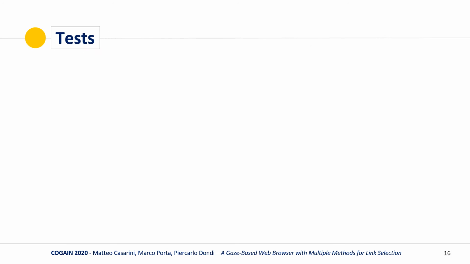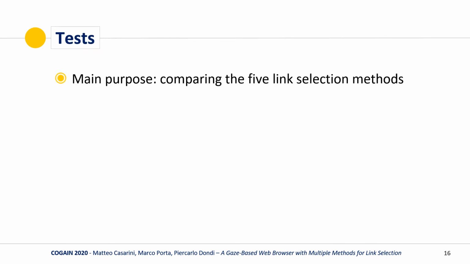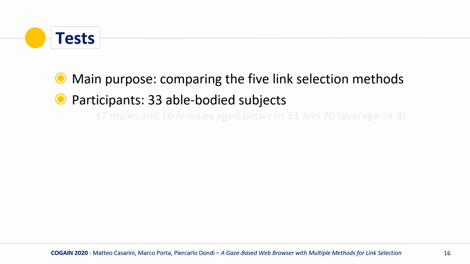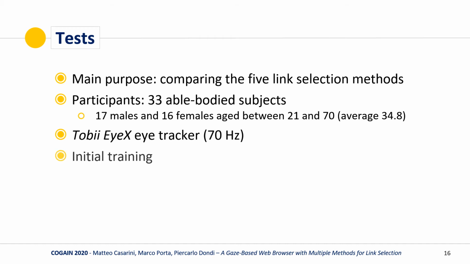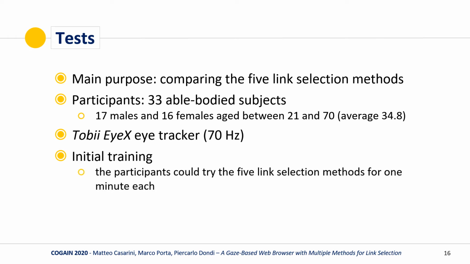We carried out some formal tests. Their main purpose was to compare the 5 link selection methods. We involved 33 able-bodied participants, in particular 17 males and 16 females aged between 21 and 70, 34.8 on average. As an eye tracker, we used the Tobii IX. Initially, participants could try each method for 1 minute.